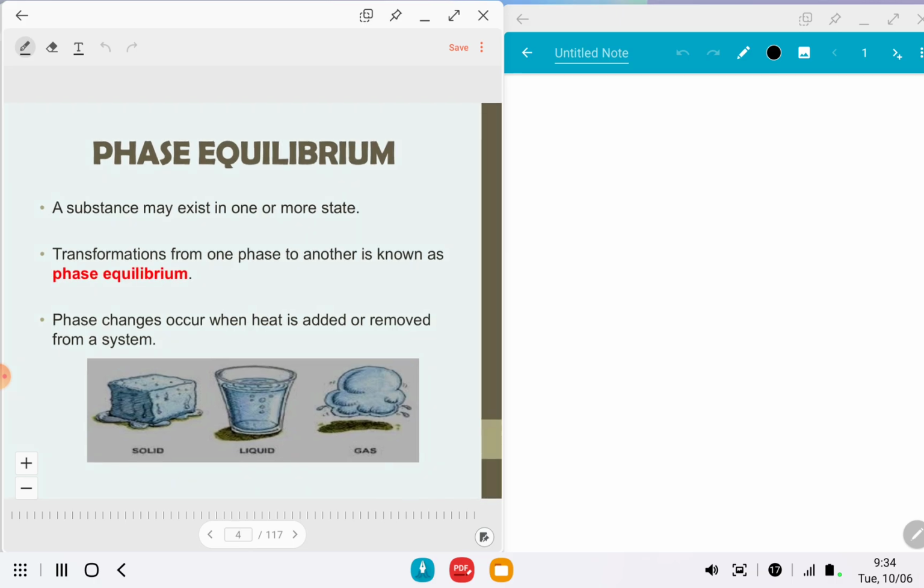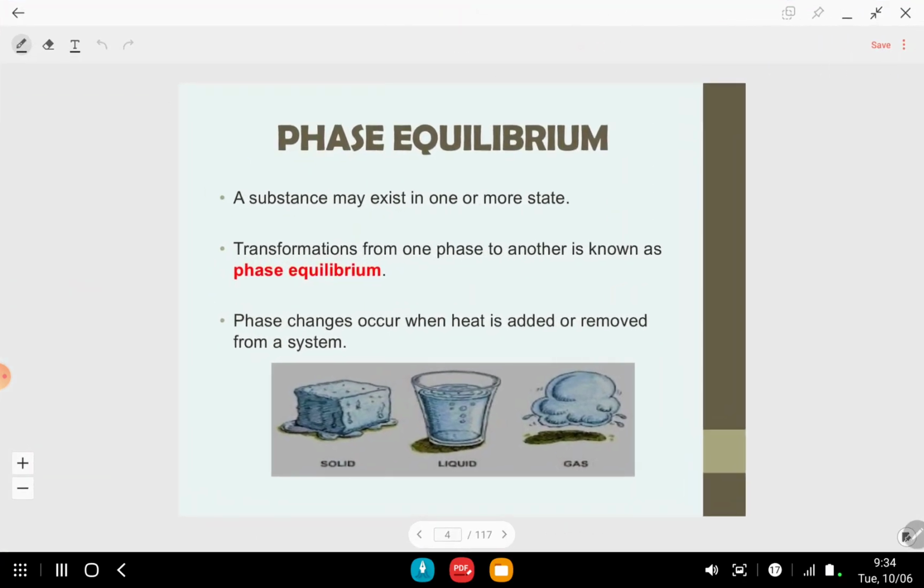Now we look at phase equilibrium. The explanation is that a substance may exist in one or more states. One or more states here means it can be solid, liquid, or gas. To simplify, we call it state. Sometimes we call it phase. In this chapter we only learn 3 types of state, which are solid, liquid, and gas. The transformation from one phase to another is known as phase equilibrium.